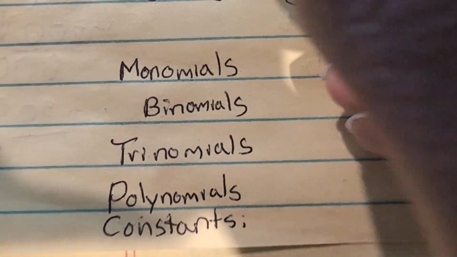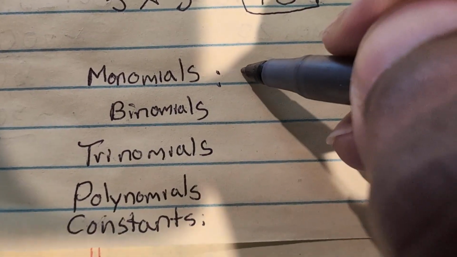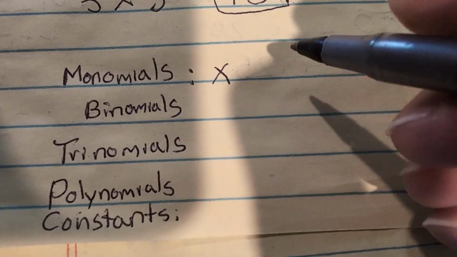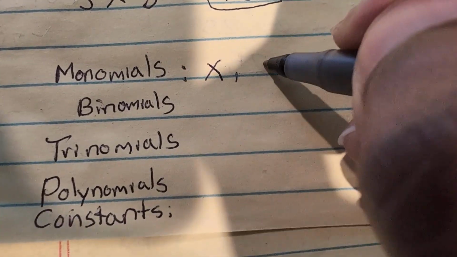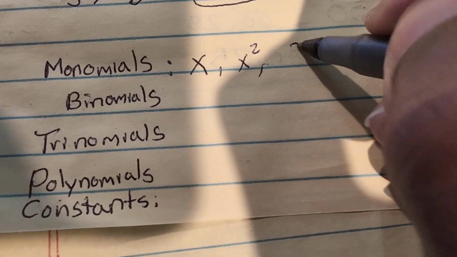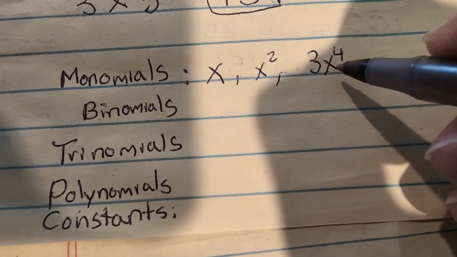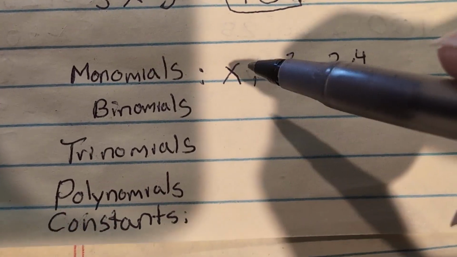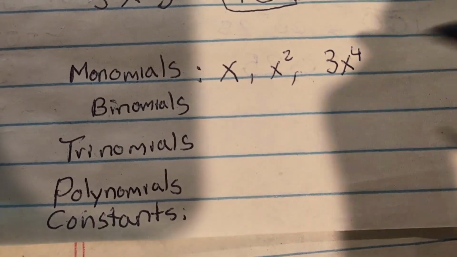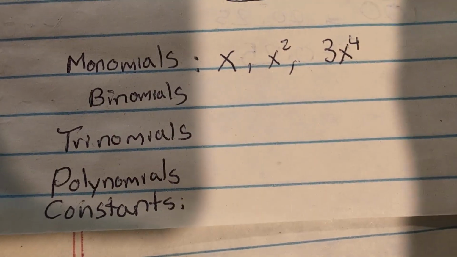So monomials, okay, this is just something that has one term. So let's just say if it's x, that's a monomial. X squared is also a monomial. 3x to the fourth, that's also a monomial. So monomial, just one term. It's either x, x squared, 3x. But the main thing is there's no plus sign, there's no minus sign, there's nothing like that.